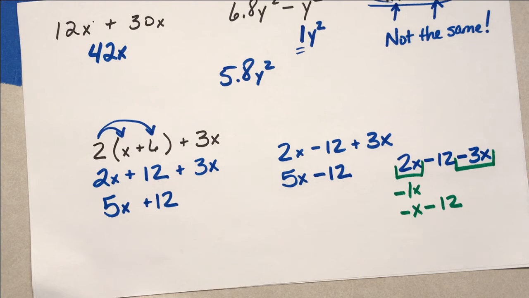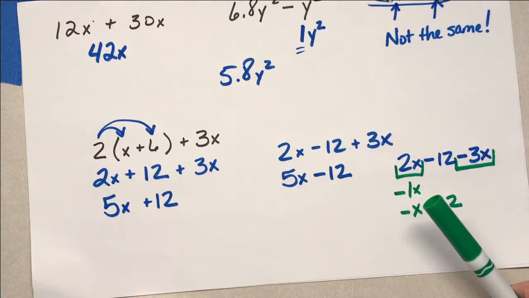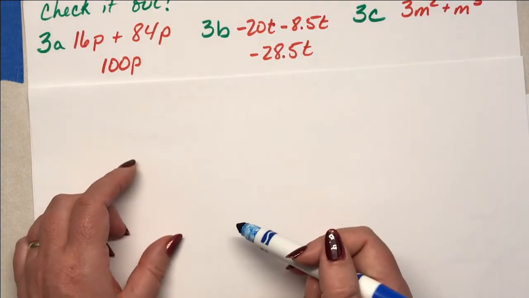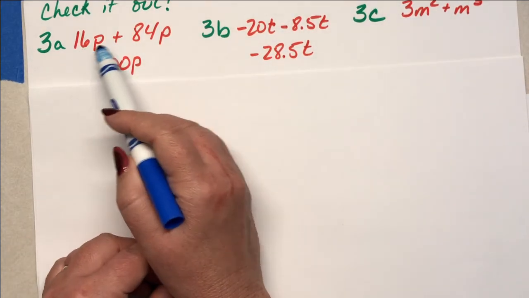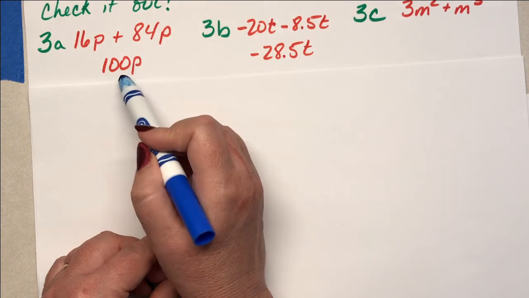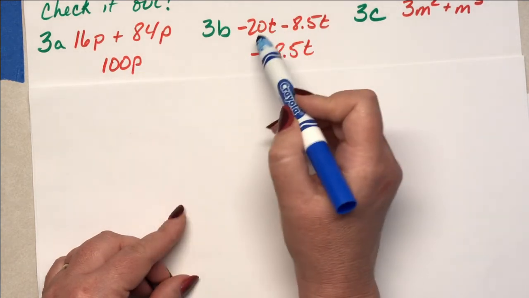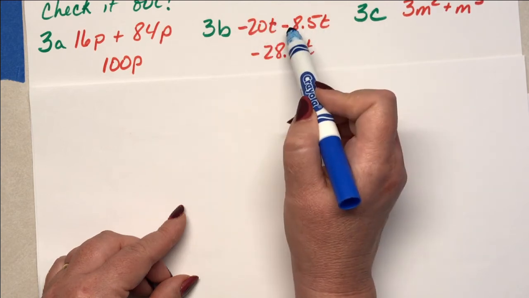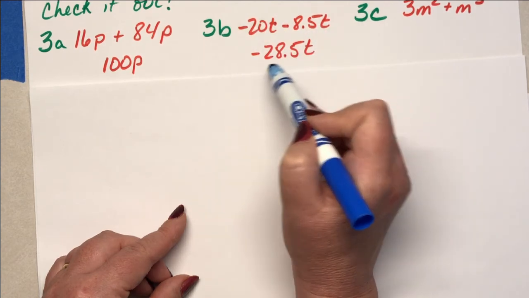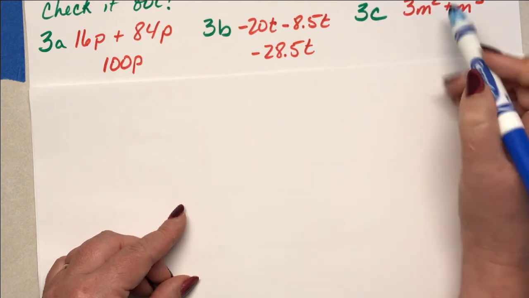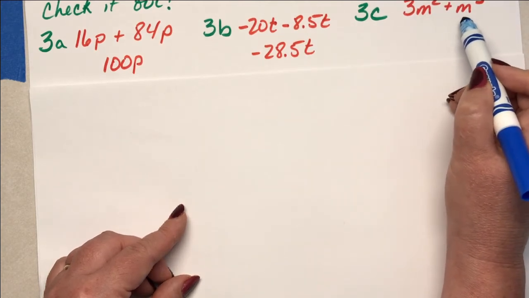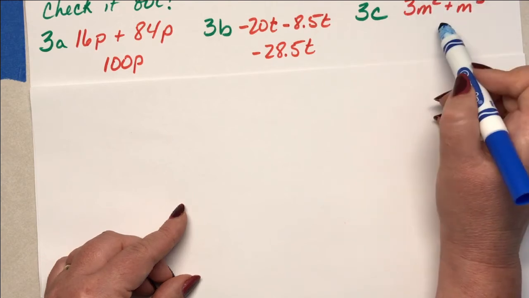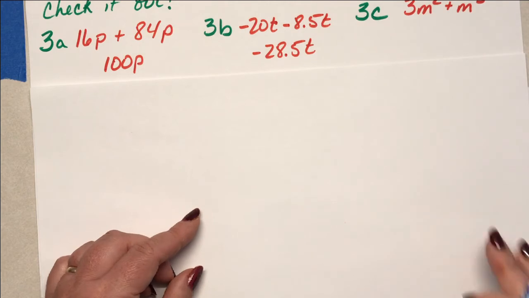Please do check it out, numbers 3 and 4. Pause the video and come back. With number 3, we're just combining like terms. 16p plus 84p combines to make 100p total. Negative 20t minus 8.5t, the signs are the same, so we add, we get a bigger negative here, negative 28.5t. 3m squared plus m cubed, these are not the same coefficients, which means this is as simple as this gets.